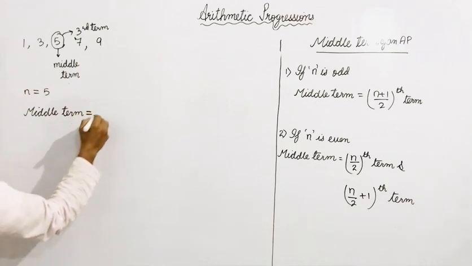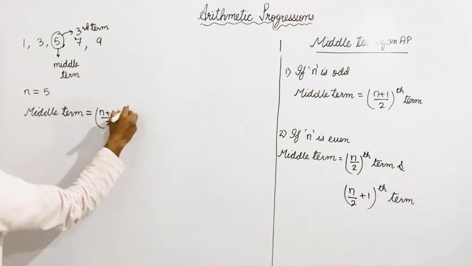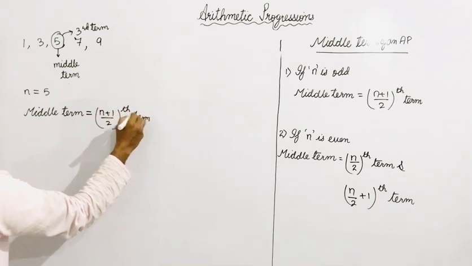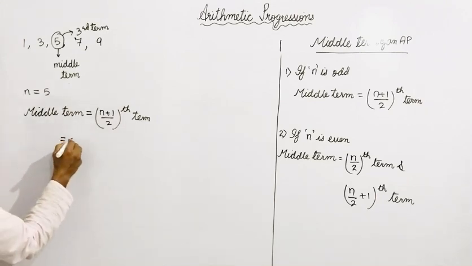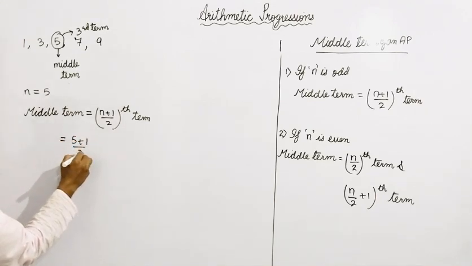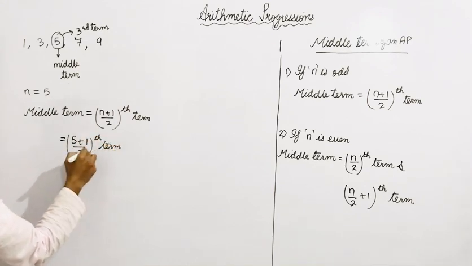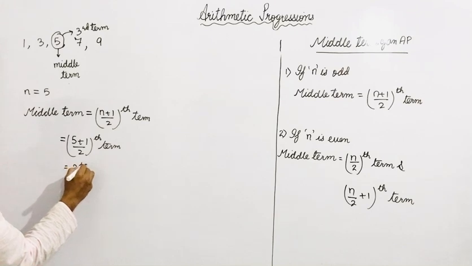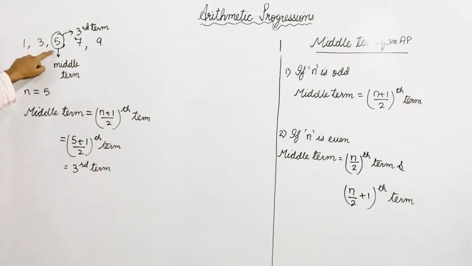So the middle term is equal to the (n plus 1) by 2th term. That is (5 plus 1) by 2th term, that is 6 by 2, that is the third term. The third term of the AP is the middle term. So what is the third term? 5 is the third term.